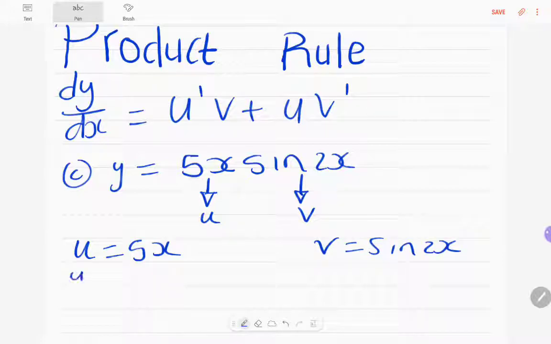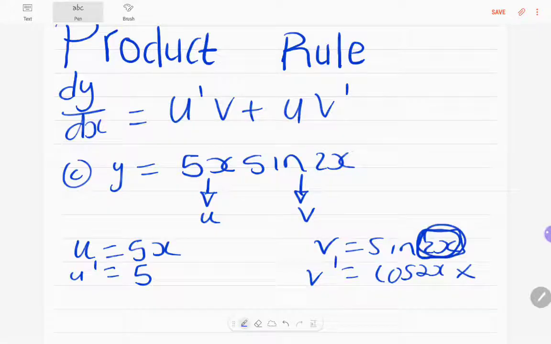So what is our u prime? Derivative of 5x is 5. For v prime, what is the derivative of sine? It is cos 2x. Now we multiply by the derivative of the angle, by the function. What is the derivative of 2x? It is 2. So our answer will be 2 cos 2x.